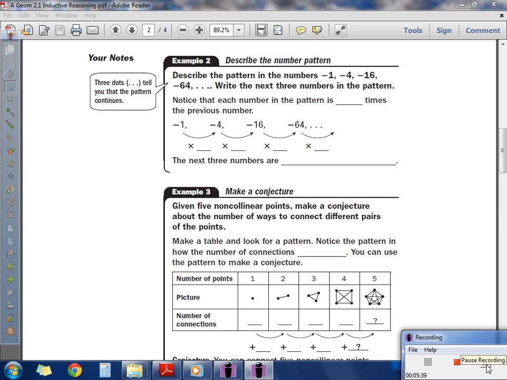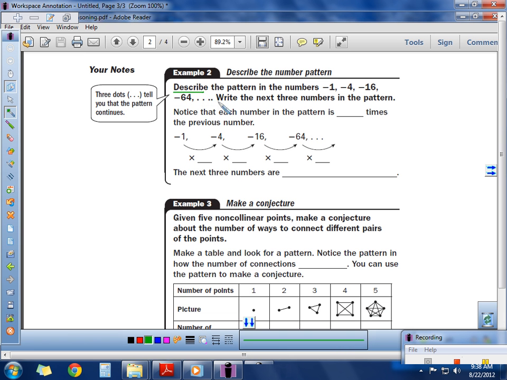On example 2, it says, describe the pattern in the numbers -1, -4, -16, -64. Then write the next 3 numbers. Once again, it has 2 goals. It wants you to describe, then write the next 3 numbers. Can anybody tell what it is immediately, really fast? Go ahead. We're multiplying by 4. The key thing is each of these terms is multiplying by 4. Good job. So then you can calculate what the next 3 terms are.